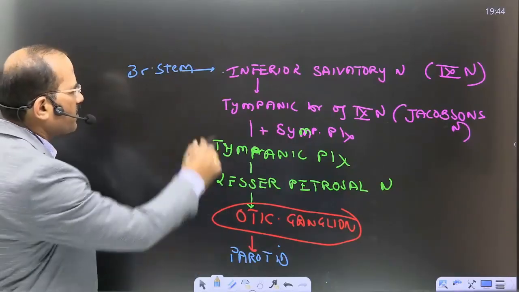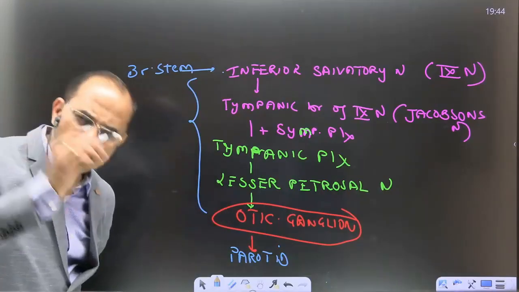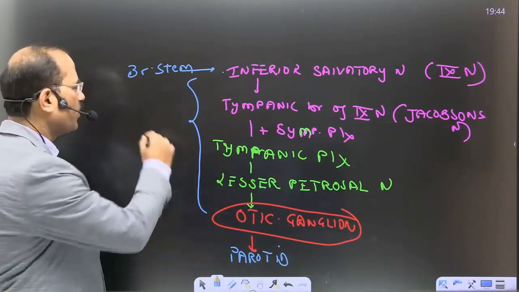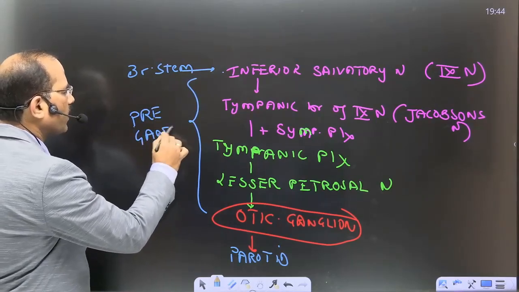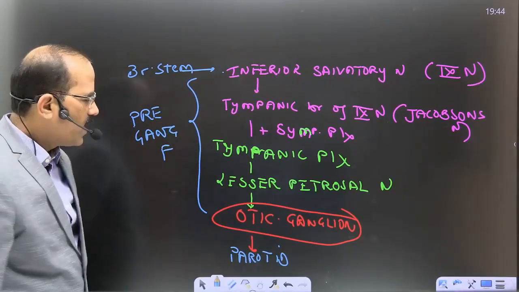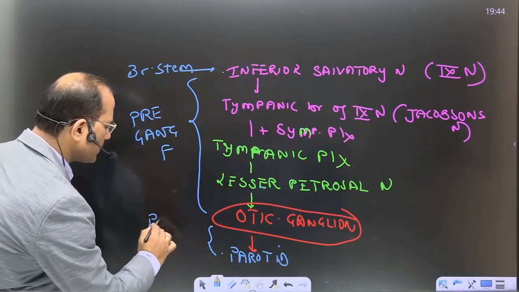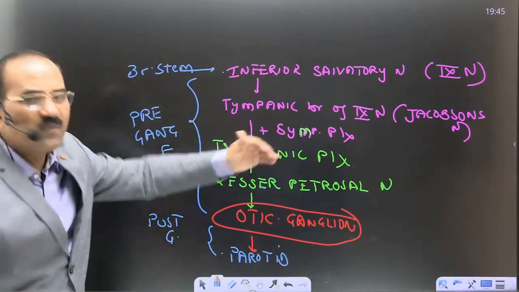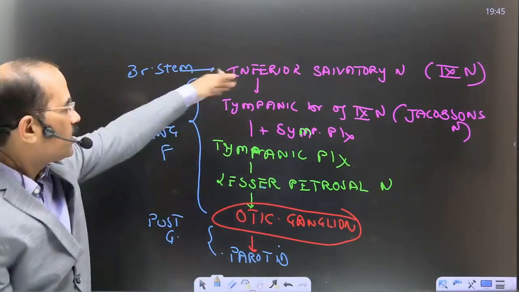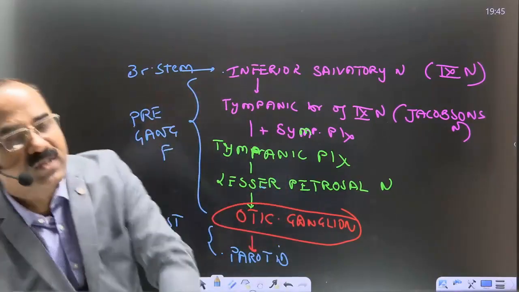From the brainstem to this otic ganglion, these are the preganglionic fibers. And from the otic ganglion to the parotid, what are these fibers? These are the postganglionic fibers. You understanding? The nerve begins from the brainstem. The nerve comes to the ganglion. The nerve relays in the ganglion, and the nerve sends postganglionic fibers.